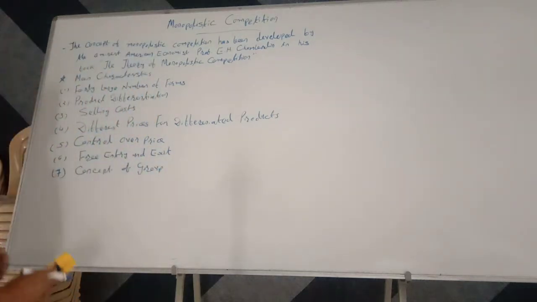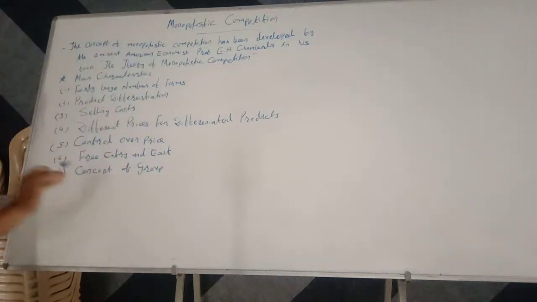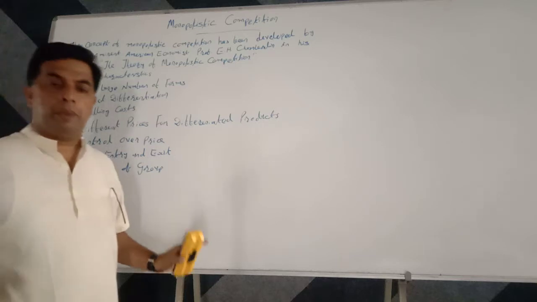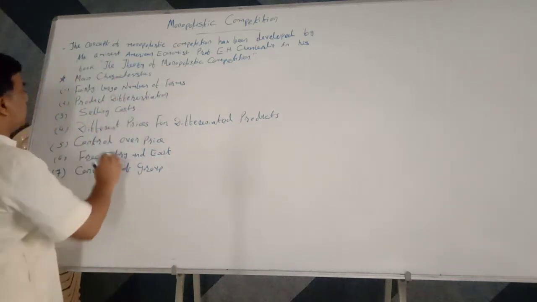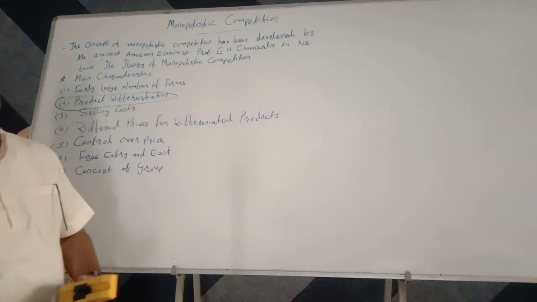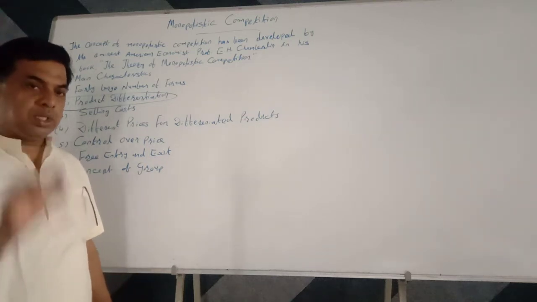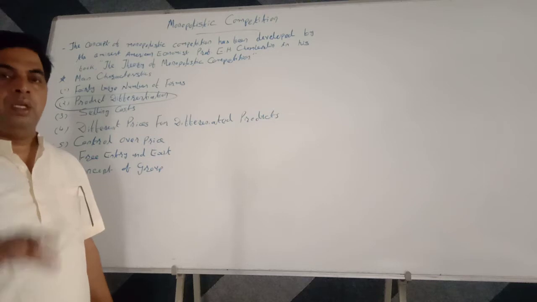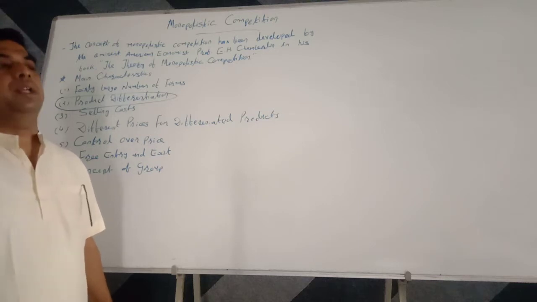Second, product differentiation. This is the most important feature of monopolistic competition. ये जो सारे features हैं, इसमें जो main feature क्या है? Product differentiation. It is the feature which distinguishes monopolistic competition from the other markets.